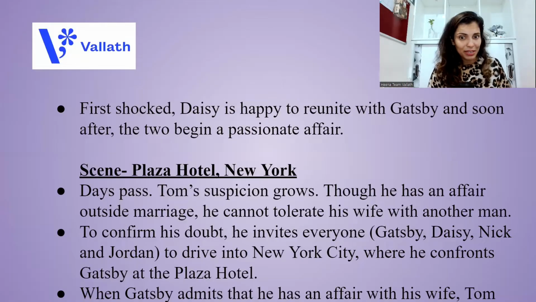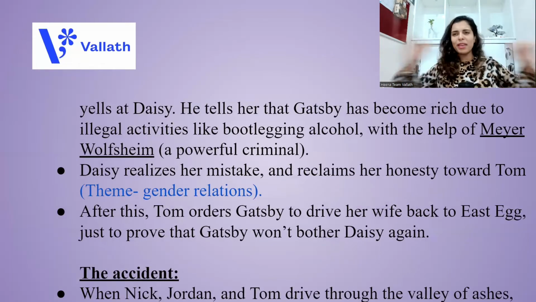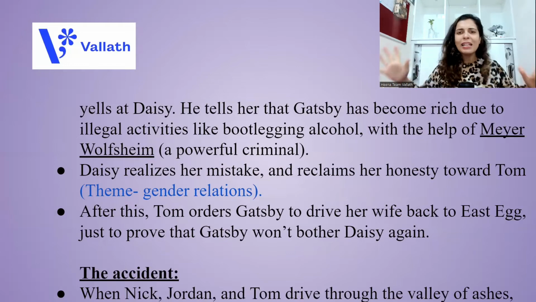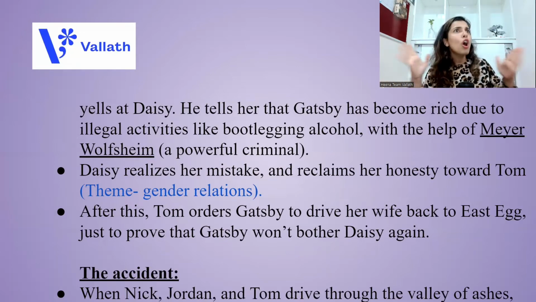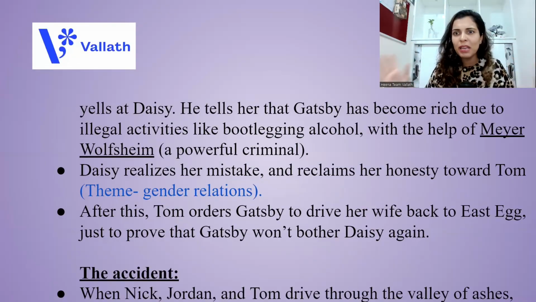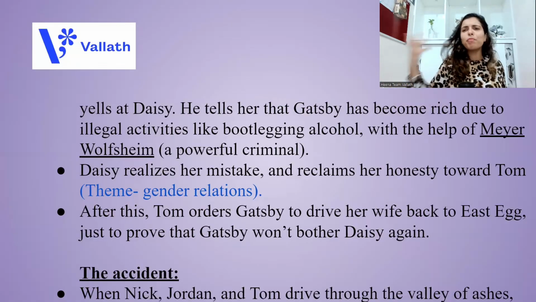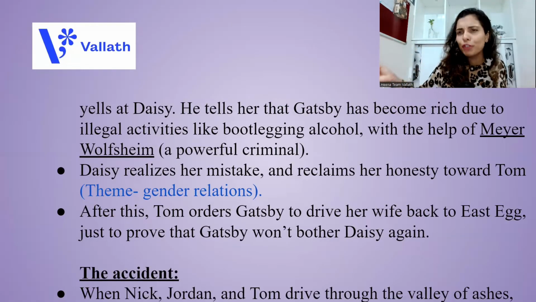Gatsby does admit. He admits that he has an affair with his wife. And after this, the scene starts. Tom yells at Daisy. Tom tells Daisy that Gatsby is not a true gentleman. He's not that old rich he's claiming to be. He has become rich due to illegal activities like bootlegging alcohol with the help of powerful criminals like Mayor Wolfsheim.